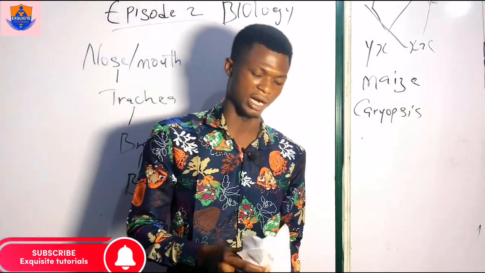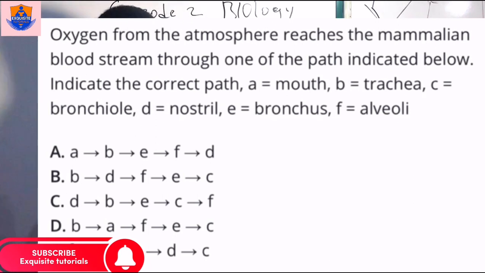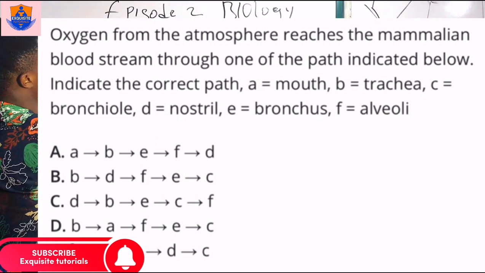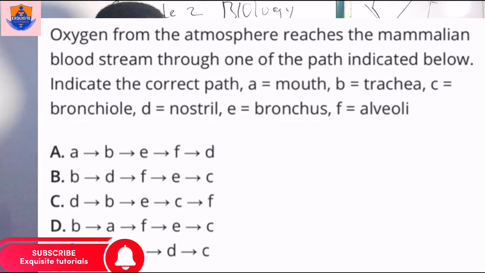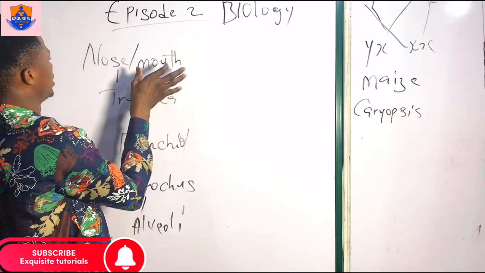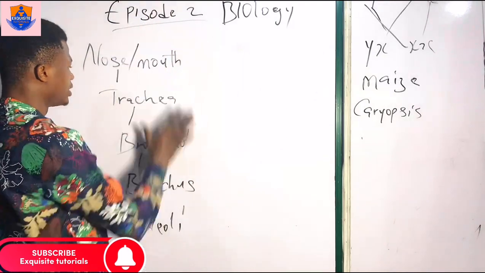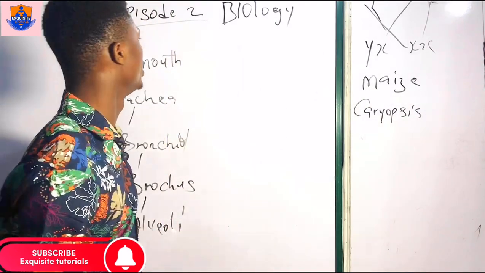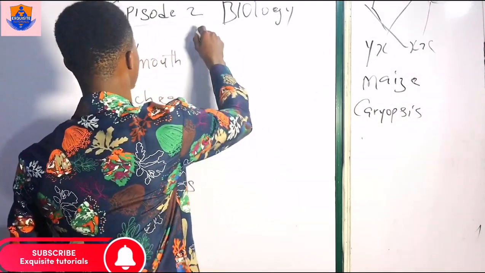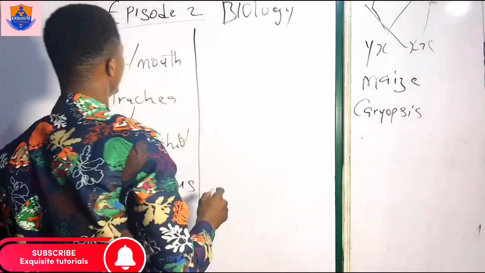Now let's see the options that we have. The correct option is the one that starts with the nose. So whenever you see a question like this, don't even bother to stress yourself. The correct option is the one that has the nose, the trachea, bronchial, bronchus, and alveoli. This is the right sequence of respiration of oxygen into your body. Now let's take the next question.